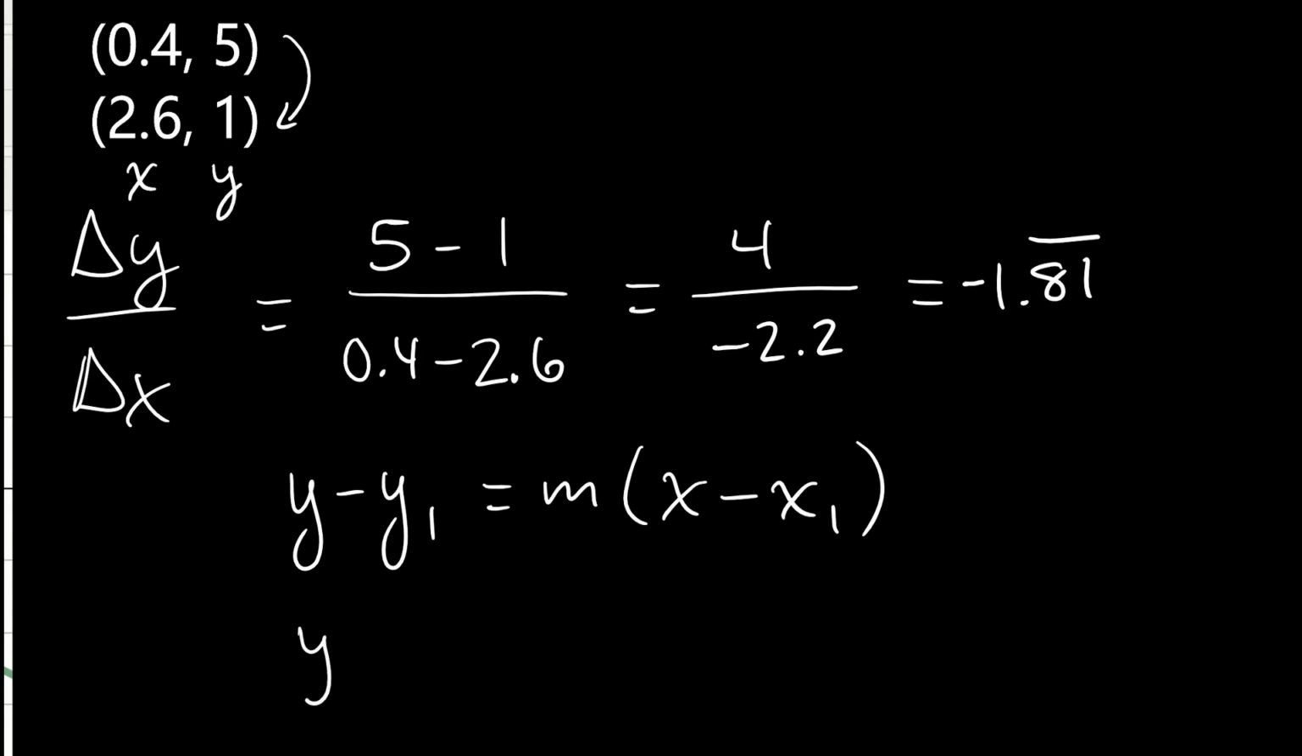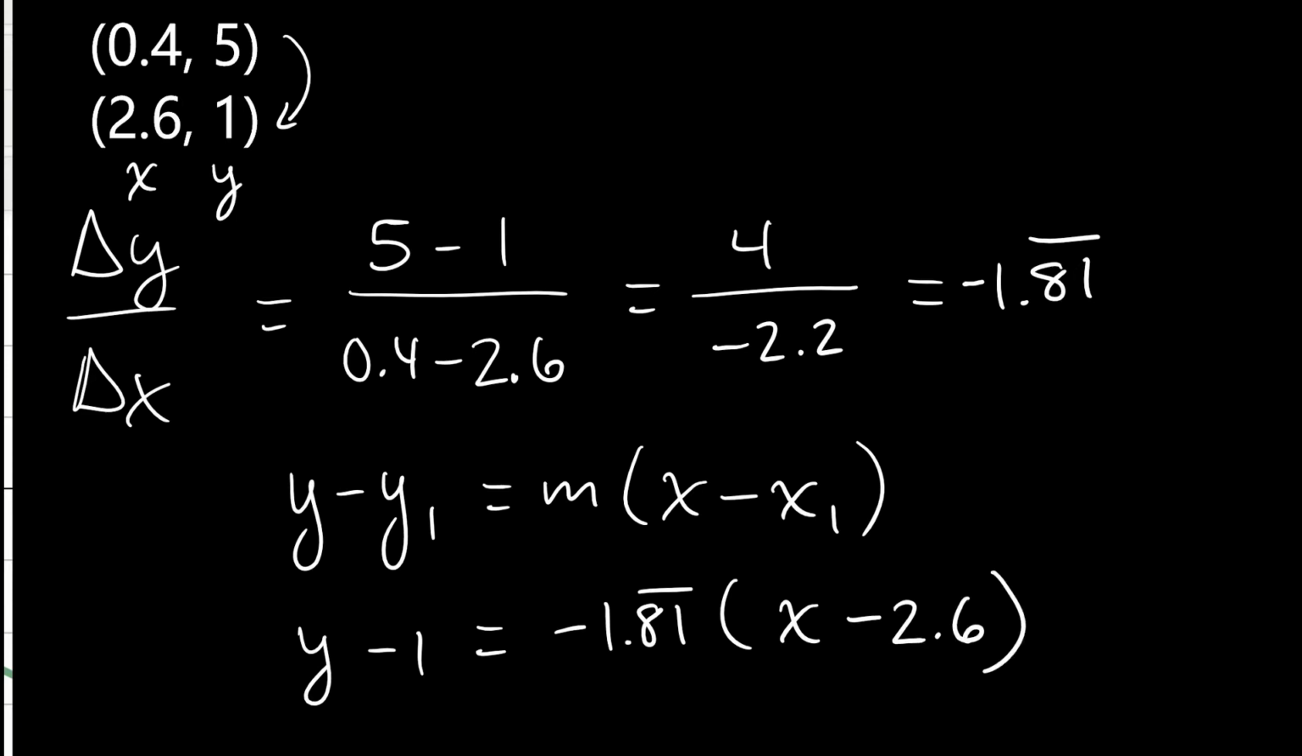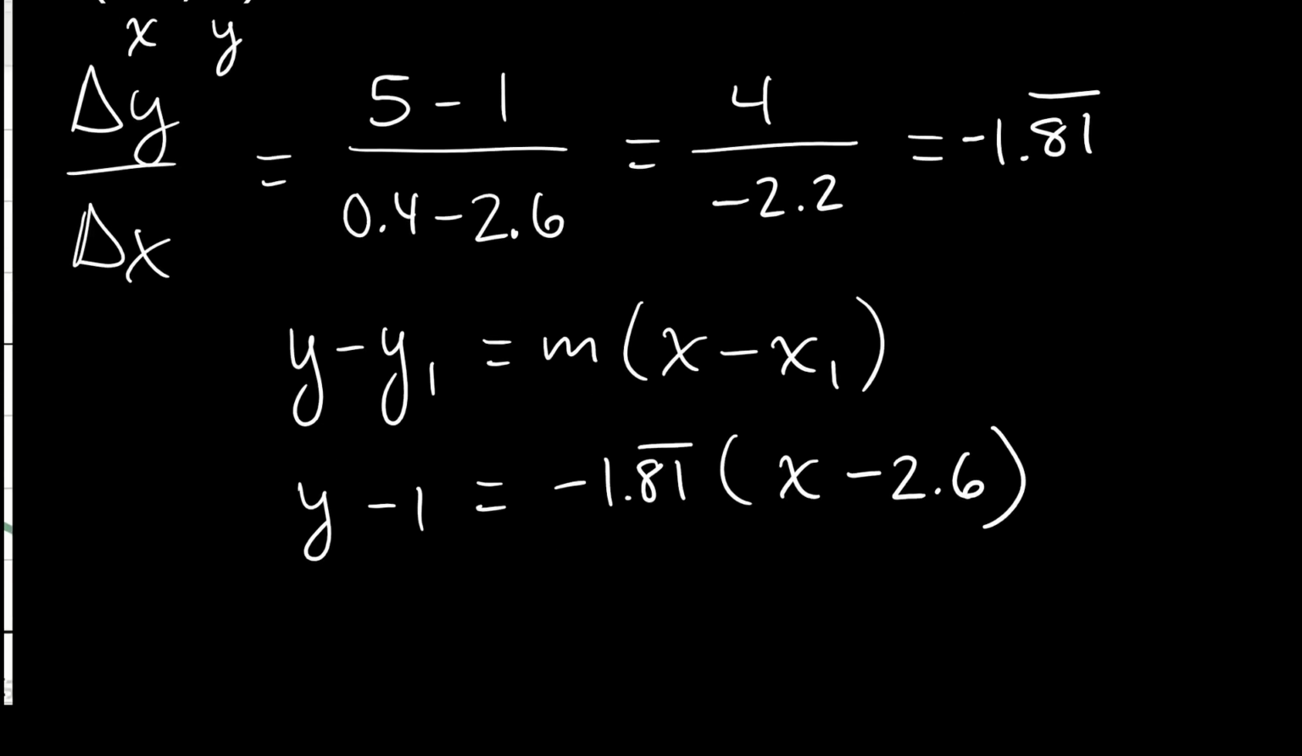So I'm going to write y minus 1 equals, boy, I don't like that, negative 1.81 repeating. And then I've got x, which is 2.6. No. X is the variable. I got to write x. And then I go minus my x value from the point that I know. There we go. So this is my model.